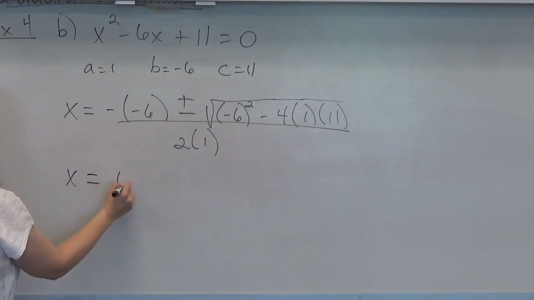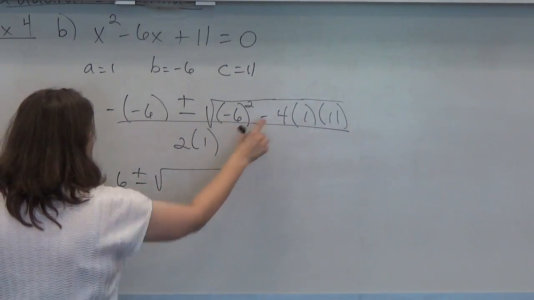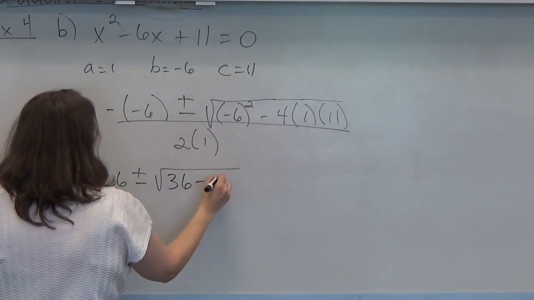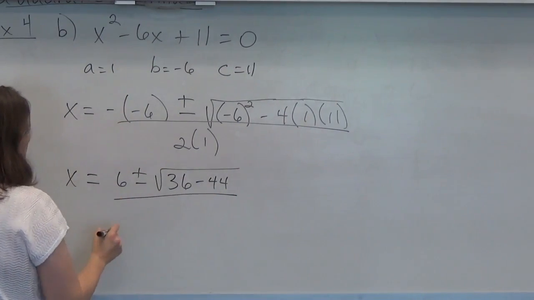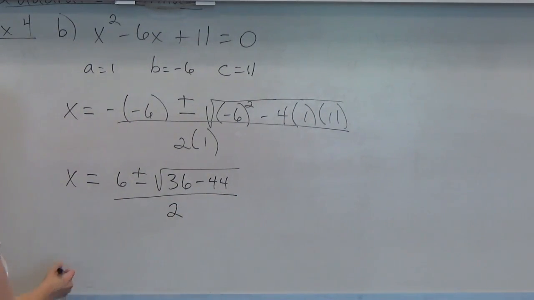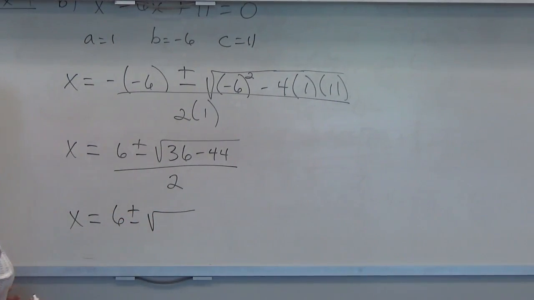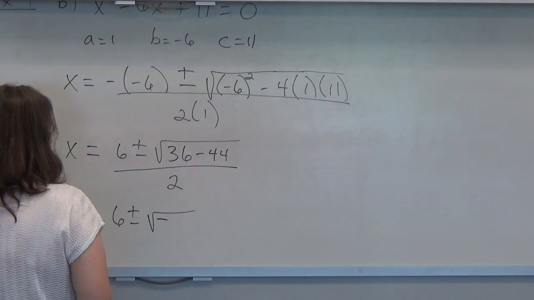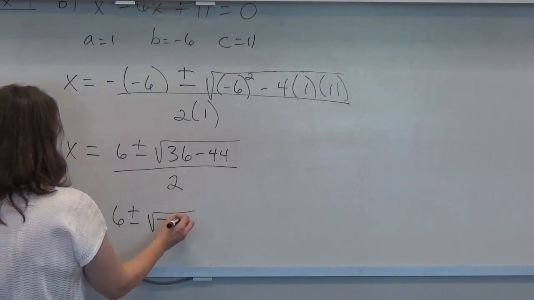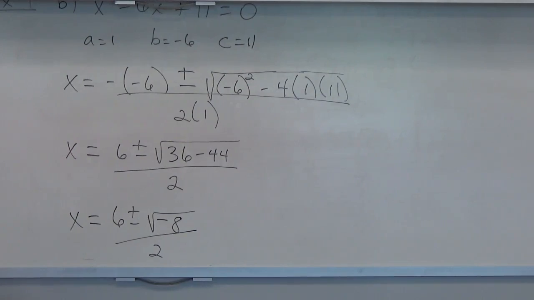So we've got x equals positive 6 plus or minus the square root of 36 minus 44. Negative 4 times 1 times 11 is negative 44. And then 2 in the denominator. So now we have x equals 6 plus or minus the square root, 36 minus 44 gives me negative 8, all over 2. Okay, this needs to be simplified.